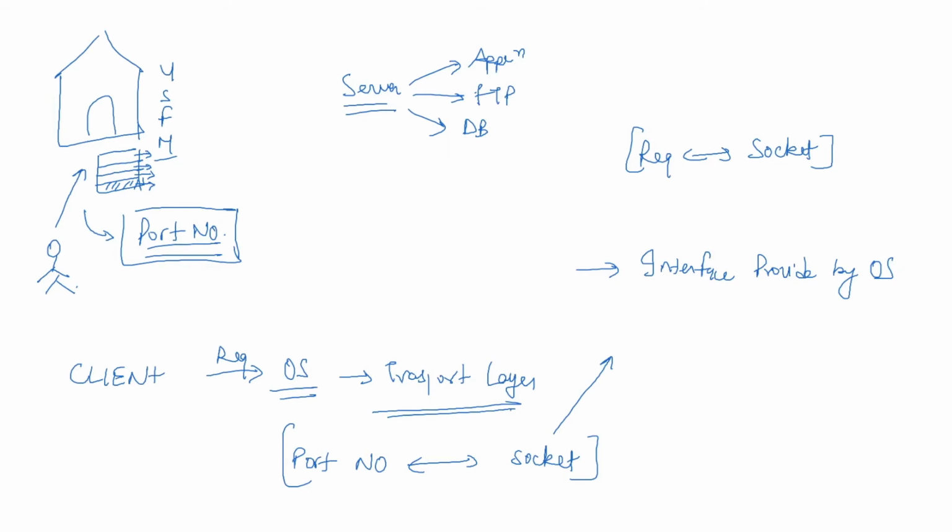Every request which I am sending to the server will have a separate socket. Right now, a socket can be identified by multiple factors. Mainly there are four factors which could be used in order to identify a socket: destination IP, destination port, source IP, and source port. These are the four different things which actually create a unique socket.